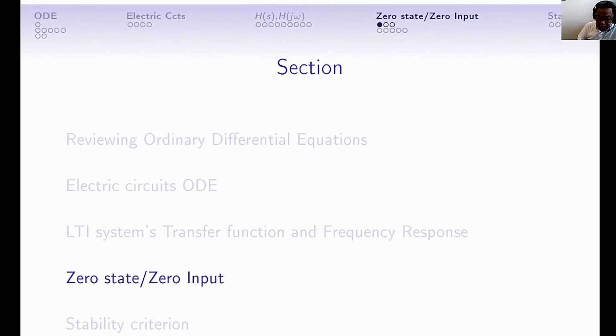We are now in part 4b, section 4, and now we'll discuss what is a zero state, zero input computation of the output.